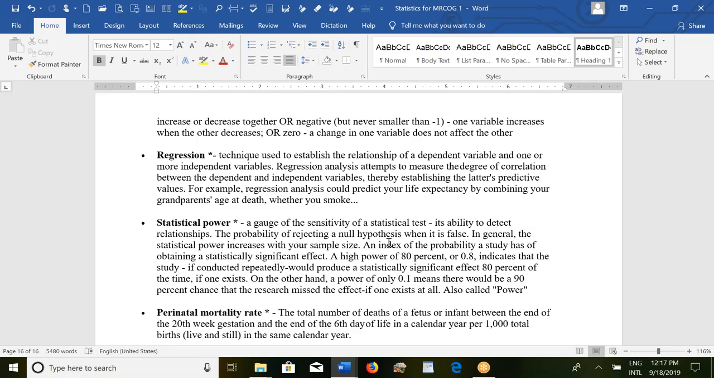So regression is a technique used to establish the relationship of a dependent variable and one or more independent variables.